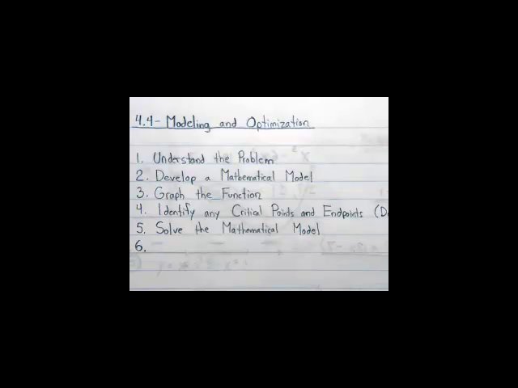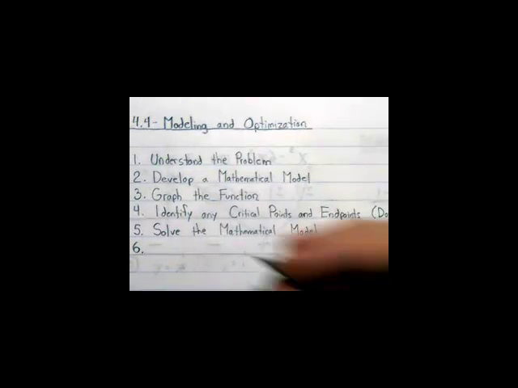And then number 6, interpret the solution. So once you have, okay, the max occurs at x equals 3, what the heck does that mean in the context of the problem? Okay, so bring it back to where you started from. What is this answer really telling me? That's going to be your last step.